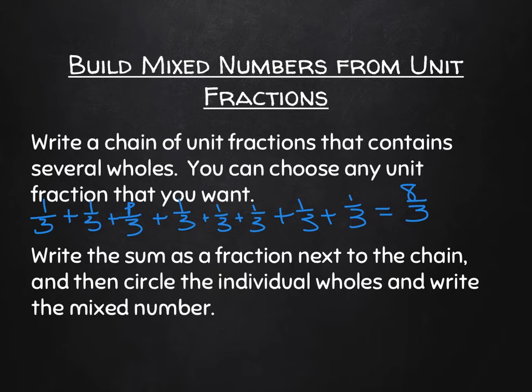I'm going to circle the individual wholes. To make one whole, it takes 3 thirds. So here I have 3 thirds. Here I have 3 thirds. And now I only have 2 more thirds. So I've only made 2 wholes. And my leftover is 2 thirds. 8 thirds is the exact same thing as 2 2 thirds.